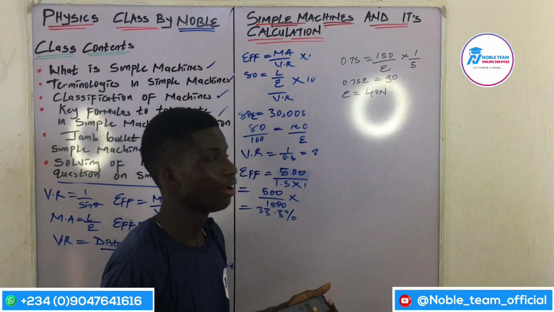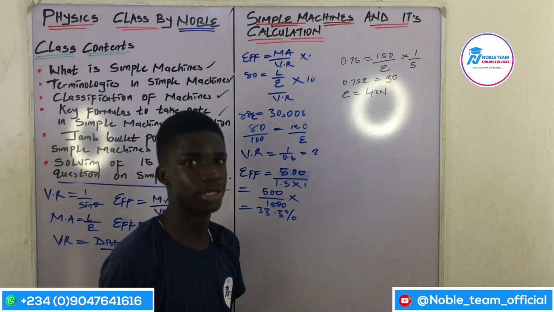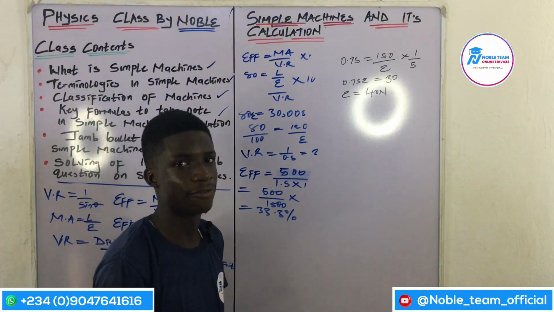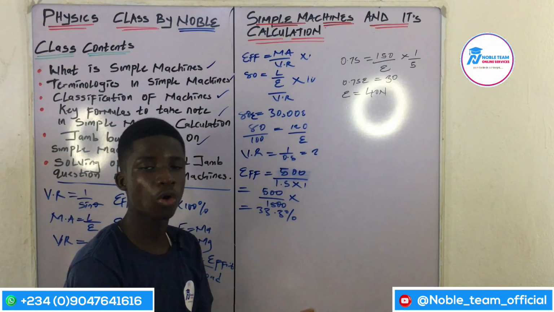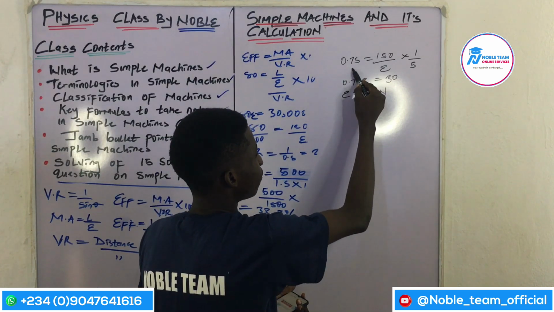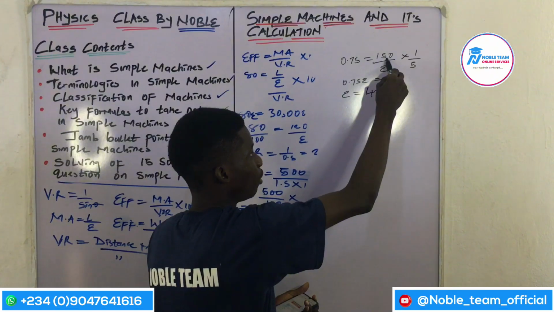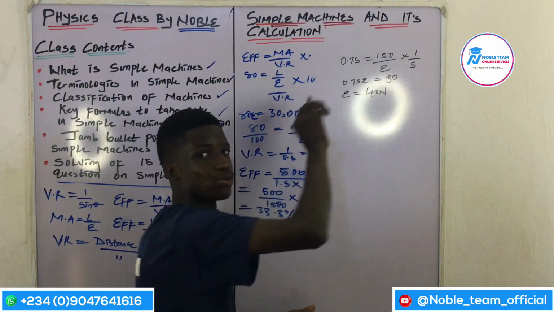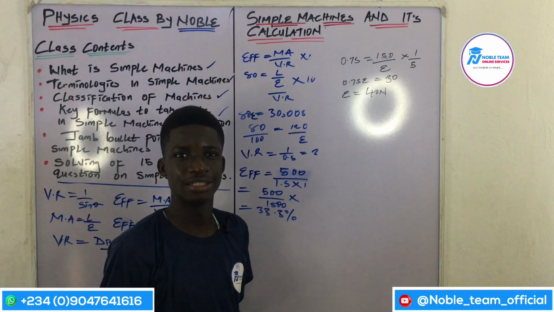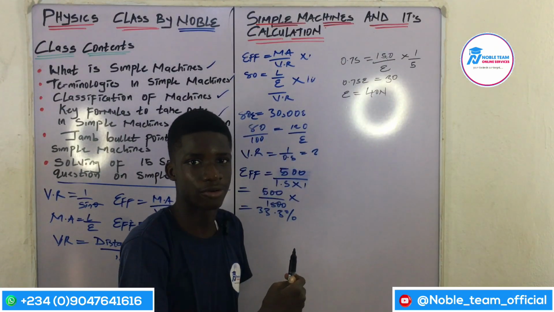So now, what option is correct? Option B is correct. Now, I want us to imagine something I just explained when I said that the load is always greater than the effort, which is the work output is always greater than the work input. Yes, this is it, which is 0.75. This is my load, which is 150 Newton. But my effort is now 40 Newton. You can see that the load is always greater than the effort.